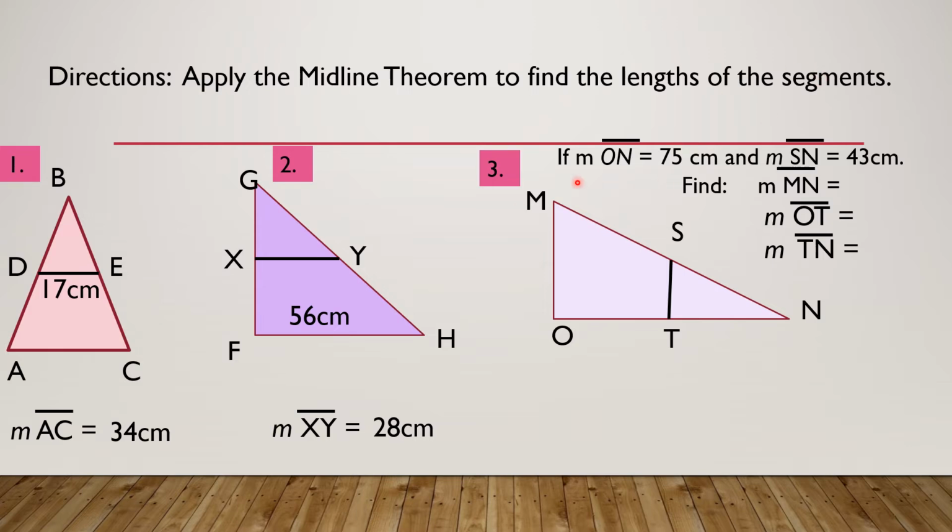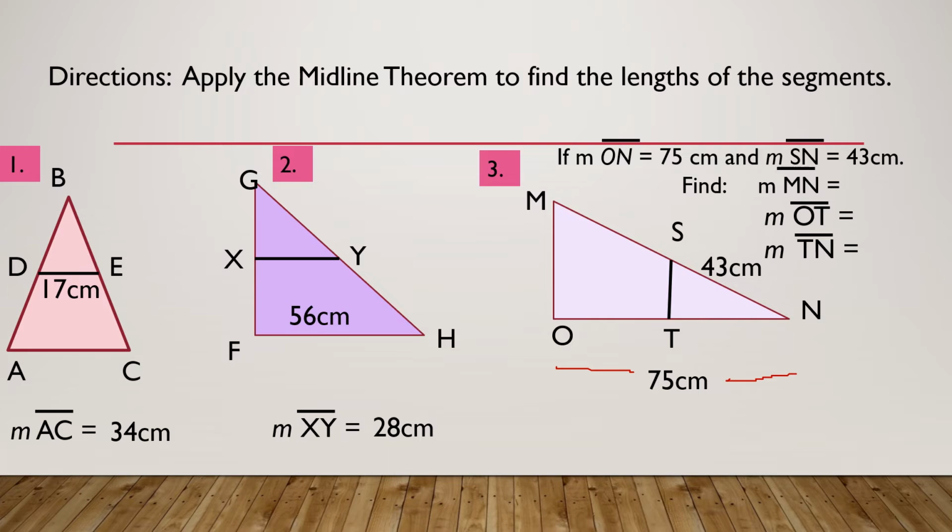Now here, segment ON is equal to 75 centimeters, and SN is equal to 43 centimeters. We are asked to find the measure of segment MN, segment OT, and segment TN. First, the measure of ON is equal to 75, so from here up to here is 75. And then segment SN is 43 centimeters.